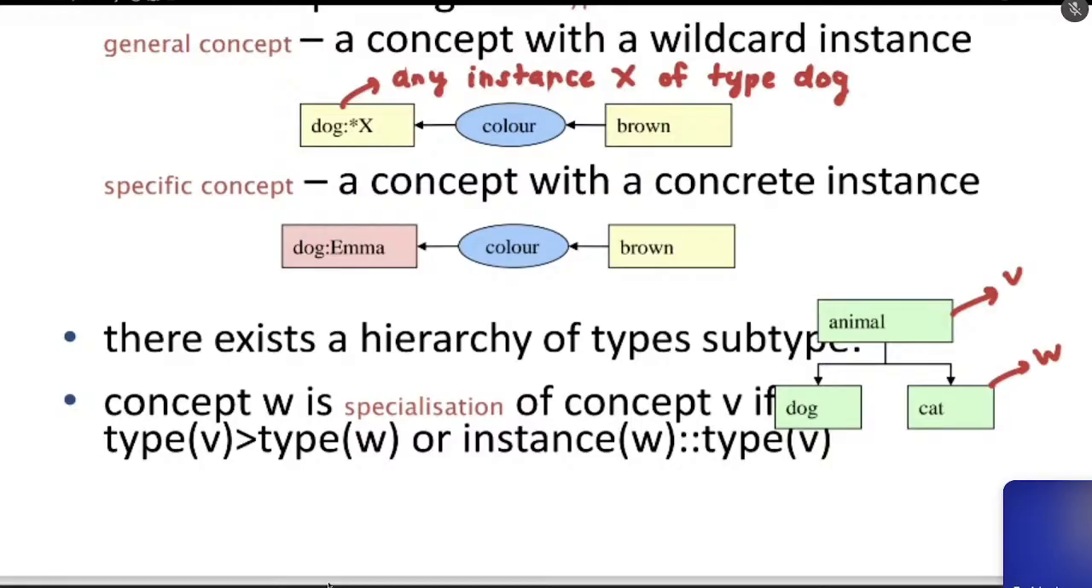multiple instances. You could think of dog and cat as instances of animals too, if you would like to think of it that way. Or you could say dog is a specialization of a concept. If animal is a concept, dog is a specialized form of animal. A cat is a special form of animal. That is what they're trying to say here.